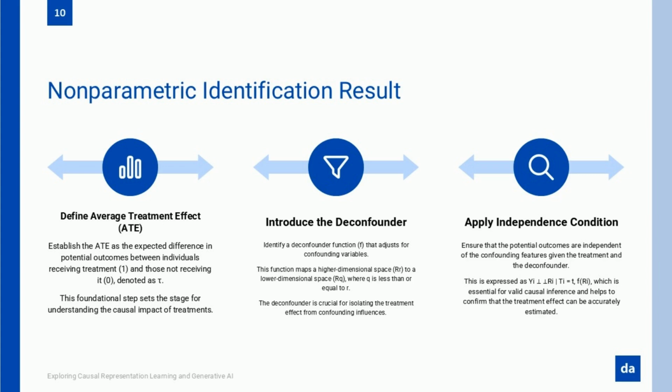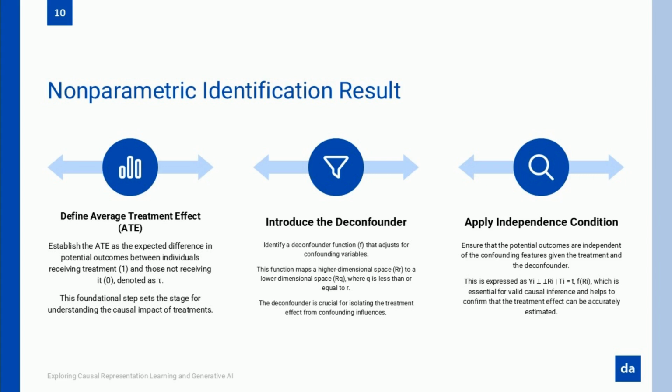Now, here's where it gets tricky. Simply comparing treated and untreated groups isn't enough. Why? Because in the real world, people aren't randomly assigned to treatments. There could be underlying factors like education, experience, or personal preferences that influence both the treatment and the outcome. If we don't account for these confounding factors, we might mistake correlation for causation.